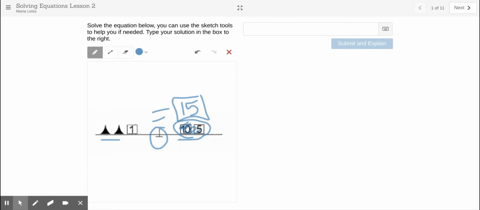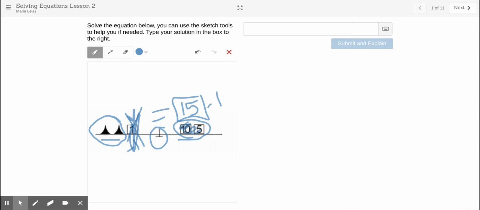Remember from the first lesson, it's easiest to figure out what our unknowns are if they're by themselves. We still have this 1 to deal with. If I can get rid of that 1 so that these two triangles are by themselves, I'm going to have an easier time figuring out what those two triangles equal. So I'm just going to go ahead and take it off. By taking it off, it's the same thing as subtracting 1. I told you yesterday, whatever you do to one side, you have to do to the other. So the 1s are gone.